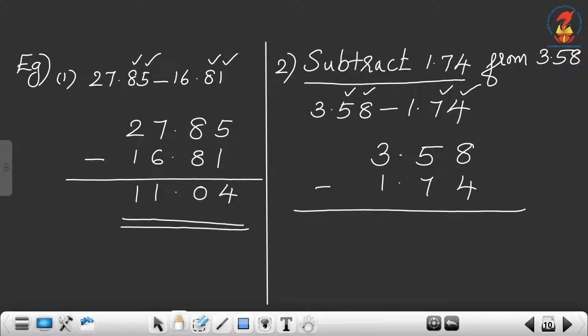Now we have to subtract. 8 minus 4. What is 8 minus 4? 8 minus 4 is 4. 5 minus 7 not possible, so we have to borrow from 3. So this 3 will become 2 and 5 will become 15. Then 15 minus 7. What is 15 minus 7? 8. Then the next decimal point comes, put the decimal point. Then 2 minus 1, 1. So the answer is 1.84.